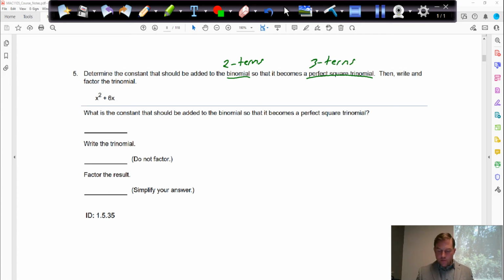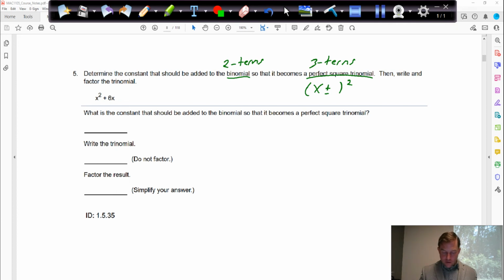And our goal, a perfect square trinomial, is something like this. It's x plus something squared, plus or minus something squared. Okay, so that's what we're trying to do. Now I'm going to teach this with a pattern, and hopefully you'll catch on pretty quick.